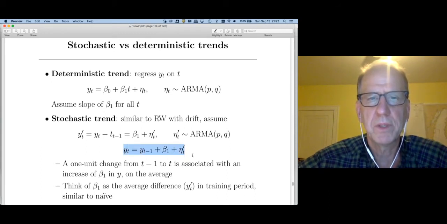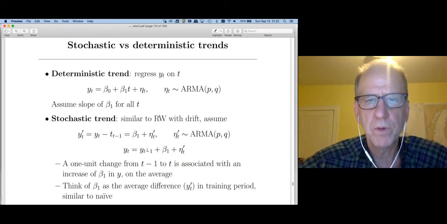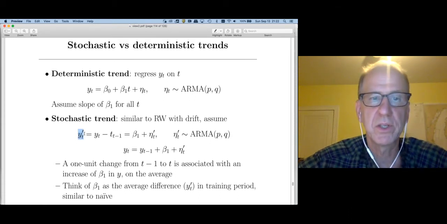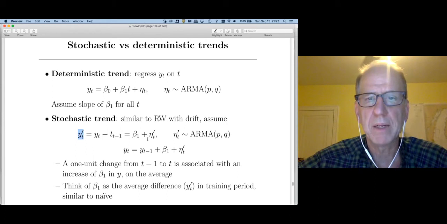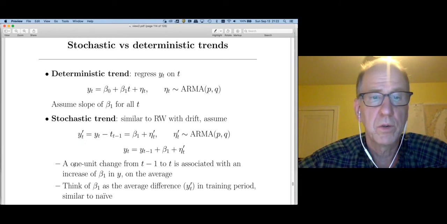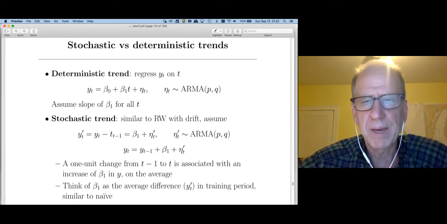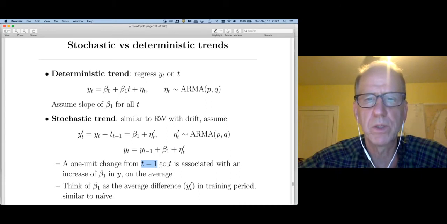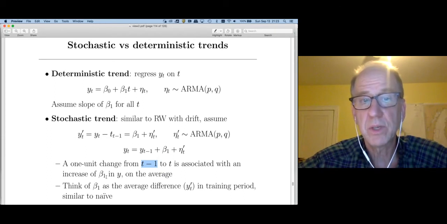So this is the model we have, but another way to think about this is if we move the y t minus 1 over to the other side, what we end up with is the difference in y is equal to beta plus these differenced errors. And so our interpretation of this beta 1 is as follows. If we go from time period t minus 1 to time period t, that's going to be associated with an increase of beta 1 in our y value.